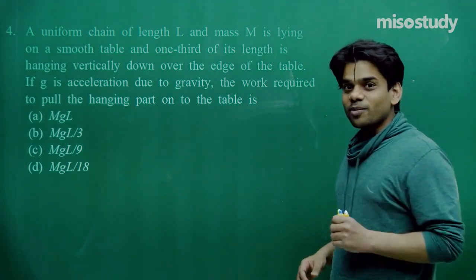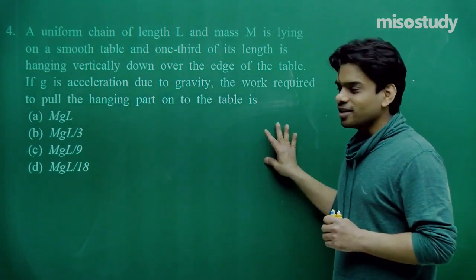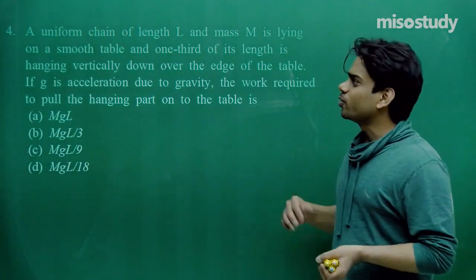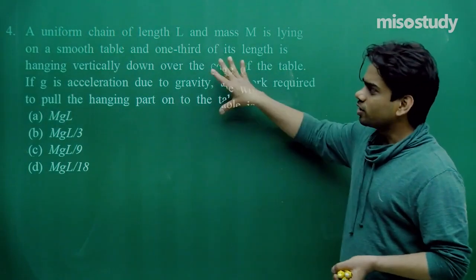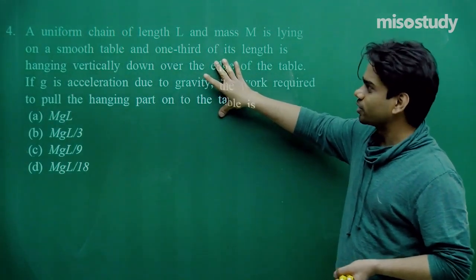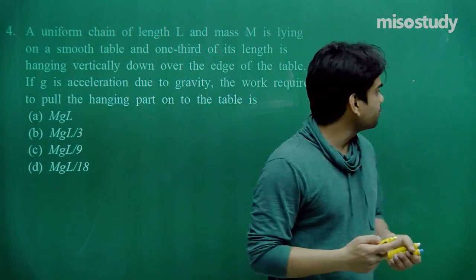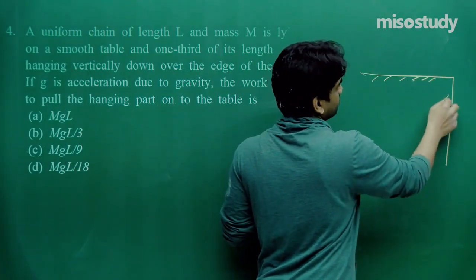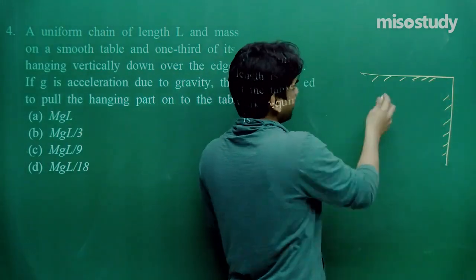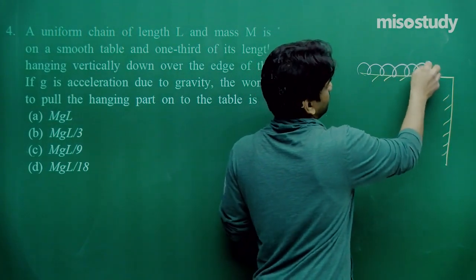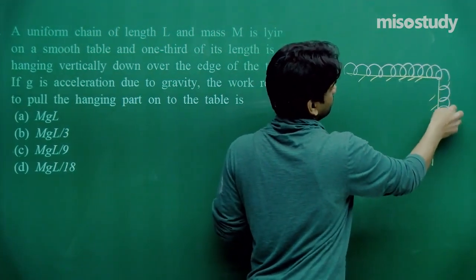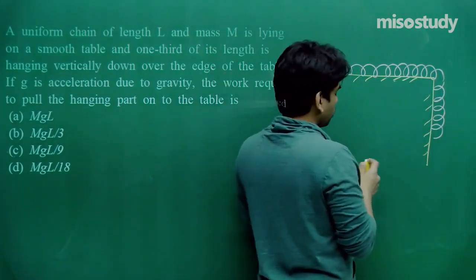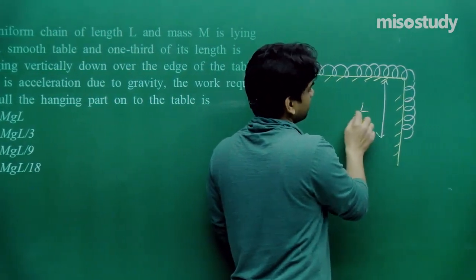I believe that you can easily frame the diagram in your mind, what this question is depicting. So I'm going to draw the diagram so that we can clearly understand from the statement of the question. It says a uniform chain of mass M rests on a smooth table. 1/3 of its length is hanging vertically down. So if this is the table, 1/3 of it is hanging. This is the chain. Now see here, this hanging length will be L by 3.